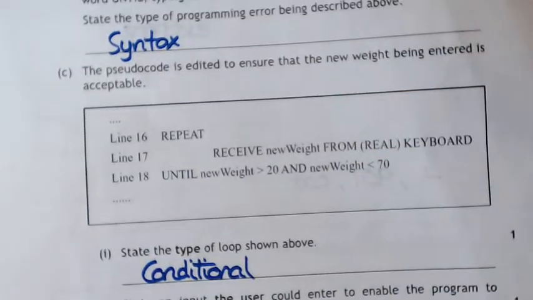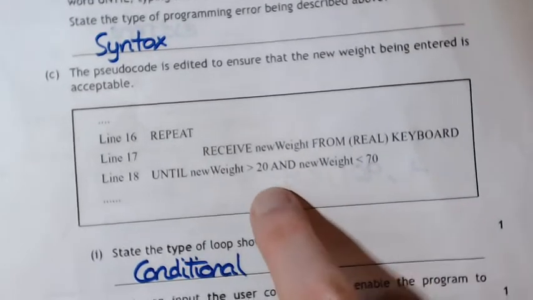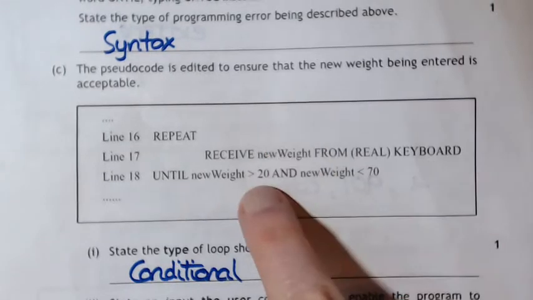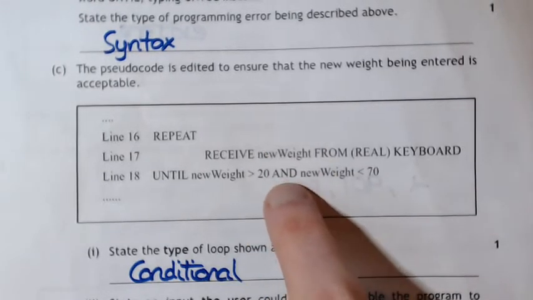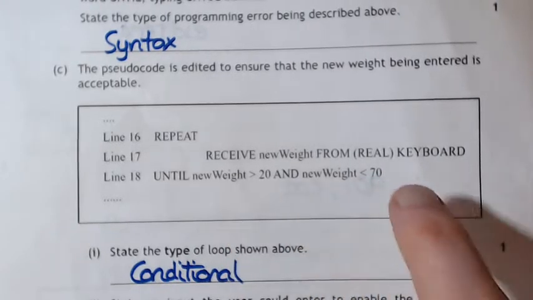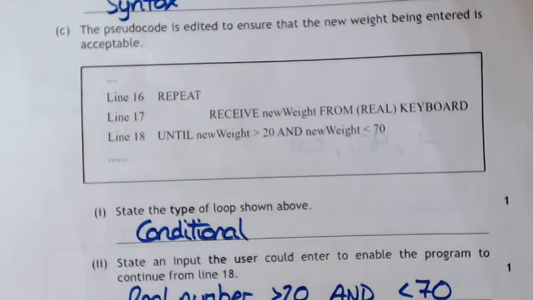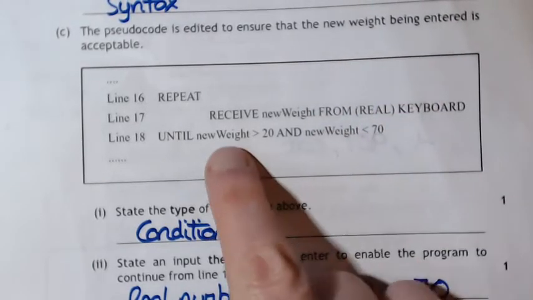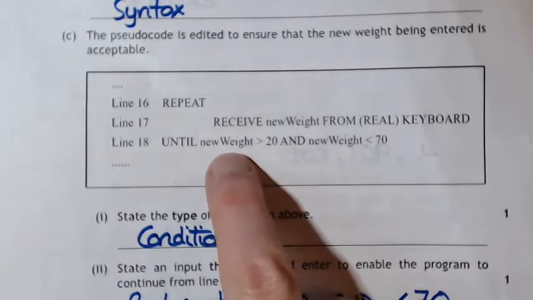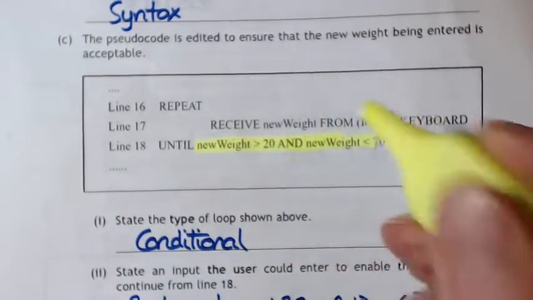Right, here's a wee program in which it's basically asking you to enter a new weight until the weight that you've entered is greater than 20, and the logic says and, so it must mean both conditions are satisfied, greater than 20 and less than 70. So that's basically called a condition loop, because it keeps on looping until this condition is met. So if you see a loop in which they have a condition in it, well, it's called a conditional loop. Right, so that's your condition.